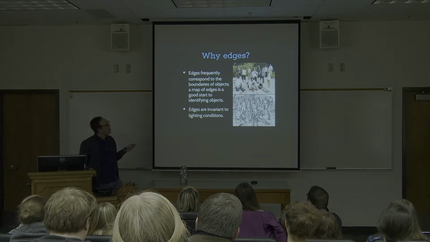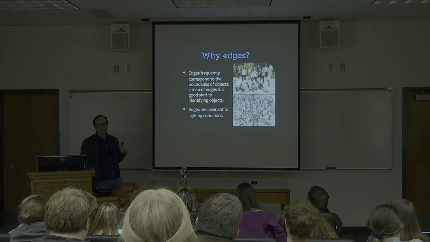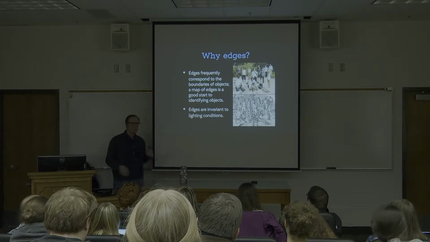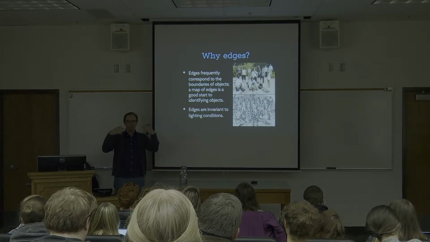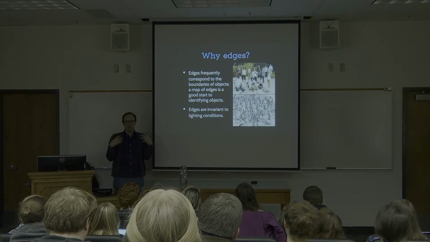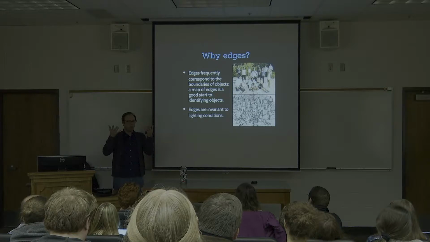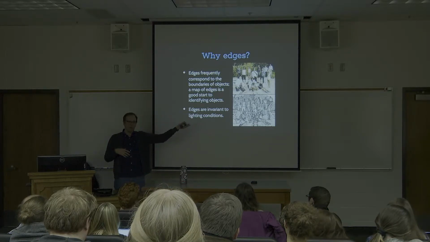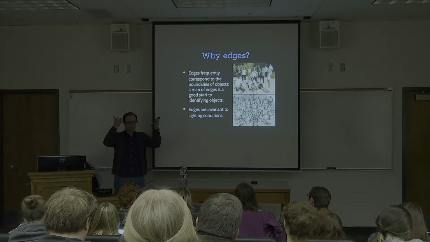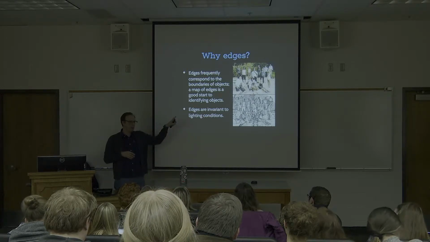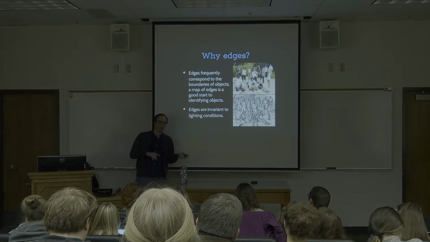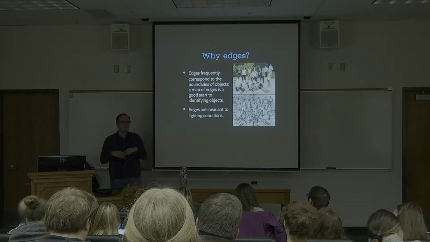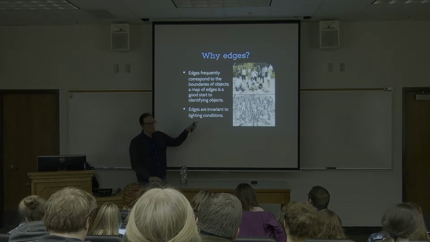Okay, also, edges are invariant to lighting conditions. What does that mean? If I turn the lights on in here, what's the total amount of photons that are going to be hitting your retina? It's going to go up, right? So right now it's pretty low. If I turn it up, or if I turn on the lights, or if you go out into bright sunlight, it's going to go up dramatically. But does that matter for lines and edges? No. So lines and edges are invariant to lighting conditions. So if we change the color of the light, if we change the amount of light, doesn't matter. The lines and edges are going to stay the same.